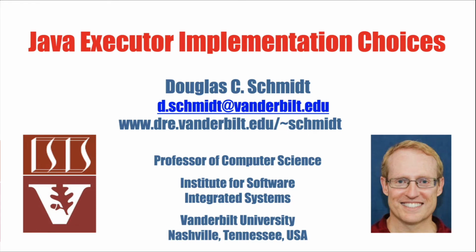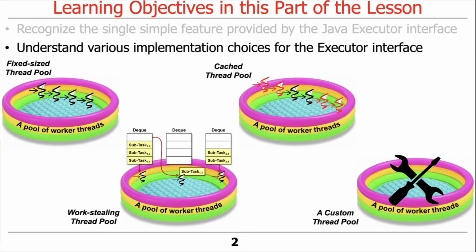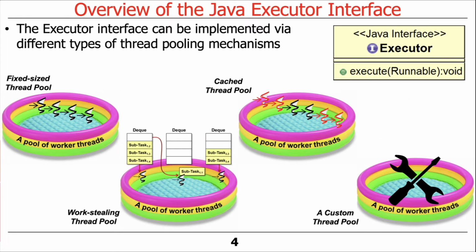So now that you know something about the Executor interface, and that something is pretty darn simple, let's talk about how you can implement the Executor interface. And you'll see that there's a whole bunch of choices. You can choose fixed size thread pools, cached thread pools, work stealing thread pools, or even custom thread pools if you so desire. As I said before, the Executor interface can be implemented by a whole bunch of different techniques, all of which, of course, implement the Executor interface.